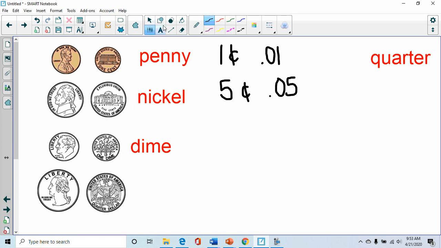Let's write the value of the dime. The dime's value is 10 cents. 10 with the cent symbol, or decimal point 10.